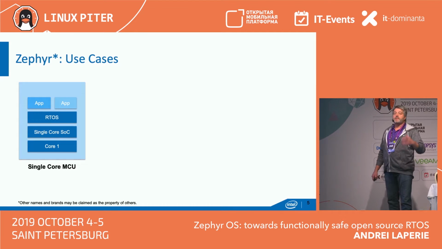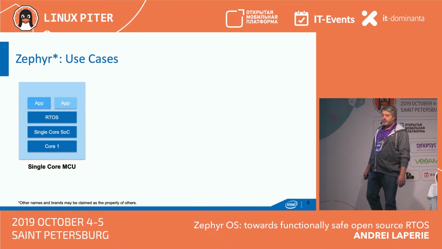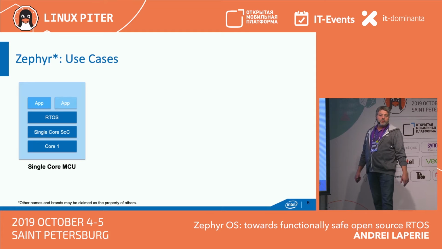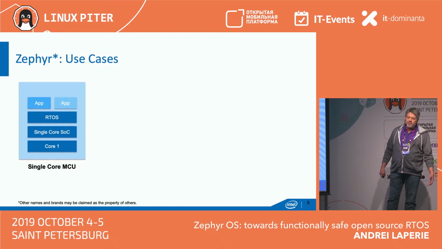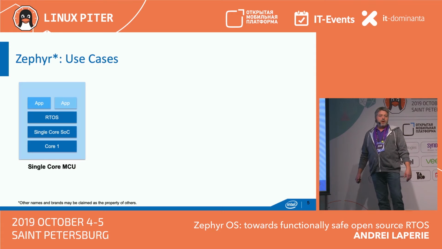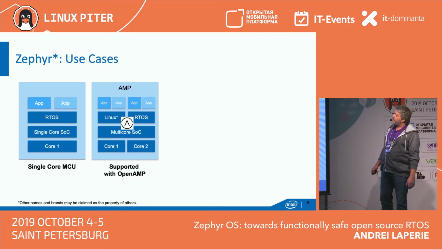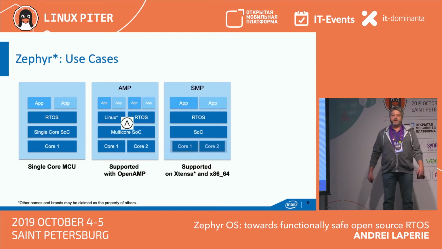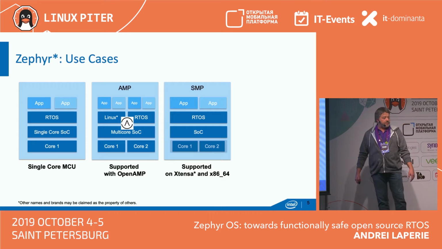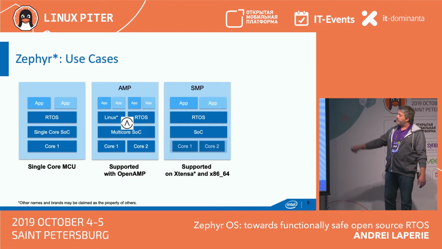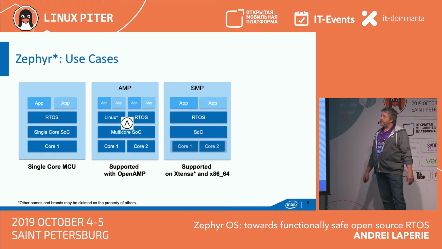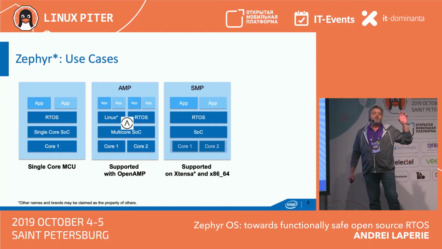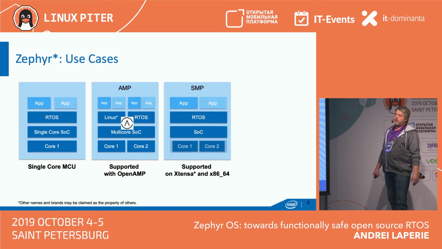Initially, as to the scenarios where we think this can be used, we started from the simplest, a single-core MCU. That is a typical scenario for the Internet of Things, for smart sensors, but we didn't stop there, and 2 other scenarios, which will be discussed in greater detail by Alexei Brodkin in his presentation, are asymmetric and symmetric multiprocessor configurations.